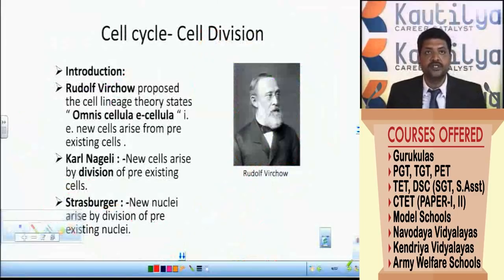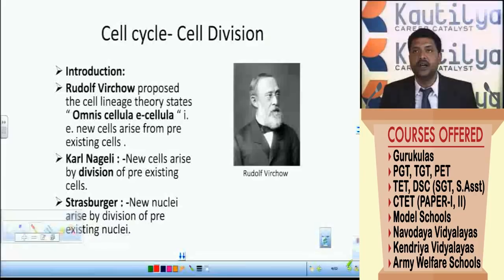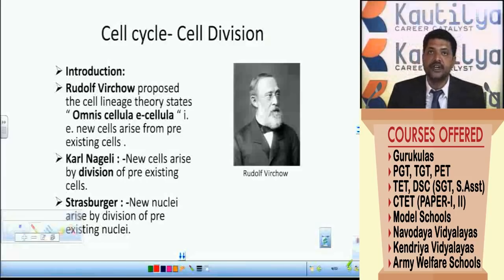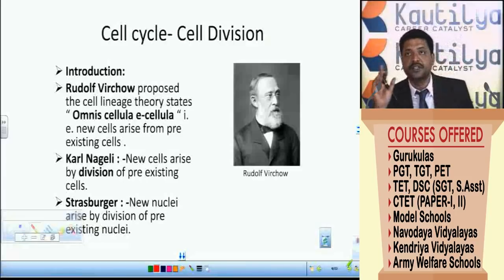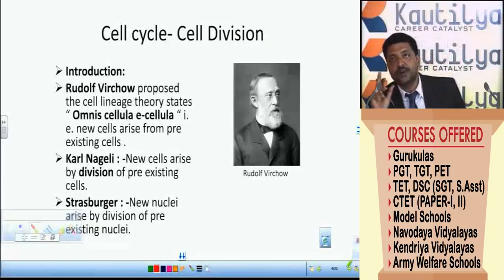Rudolf Virchow proposed the cell lineage theory, omnis cellula e cellula. What exactly do we mean by omnis cellula e cellula? That is, all cells are formed from pre-existing cells by division. Actually, the cell theory was proposed by Schleiden and Schwann.